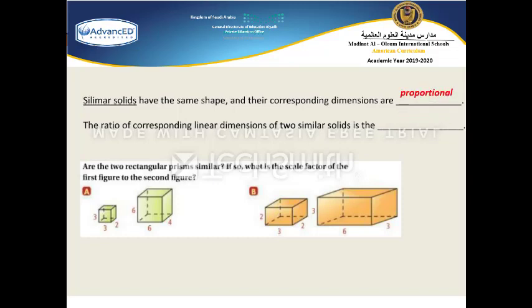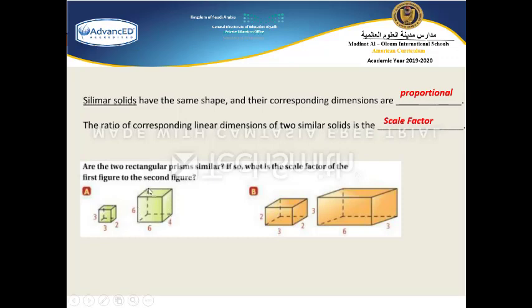What about the ratio of corresponding linear dimensions of two similar solids? The ratio of the corresponding parts is called the scale factor. Are the two rectangular prisms similar? If so, what is the scale factor of the first figure to the second figure?